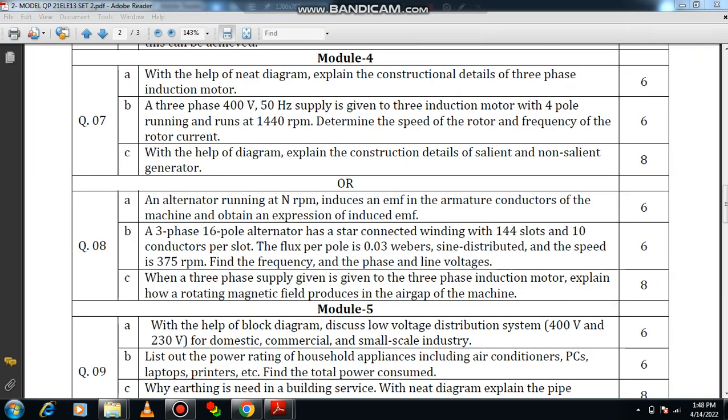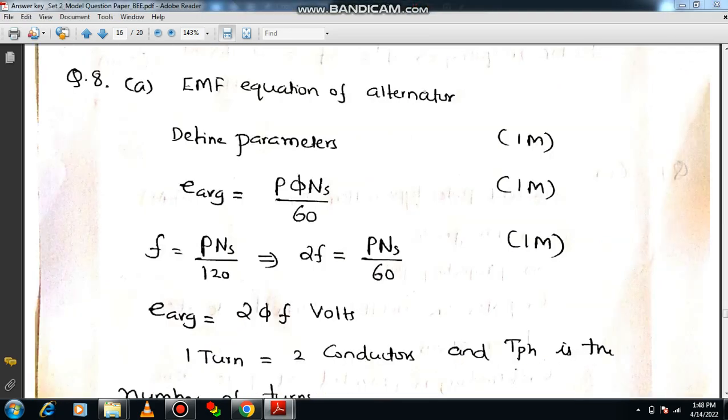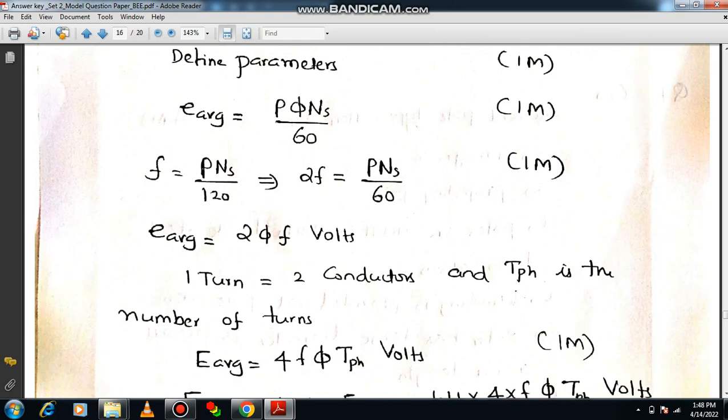Let's have a discussion on 8a. An alternator running at a speed of n induces an EMF in the armature conductors of the machine. Obtain the expression for induced EMF. That means derive an expression for induced EMF in an alternator. First of all, you are supposed to define the parameters, and weightage is given here. Then calculate the E average. And from this you have to derive a relation: F is equal to PNS by 120. Therefore 2F can be written as PNS by 60. Therefore E average can be written as 2 phi F.